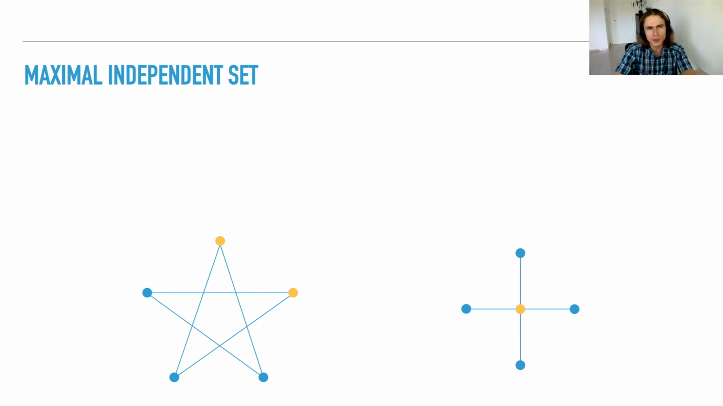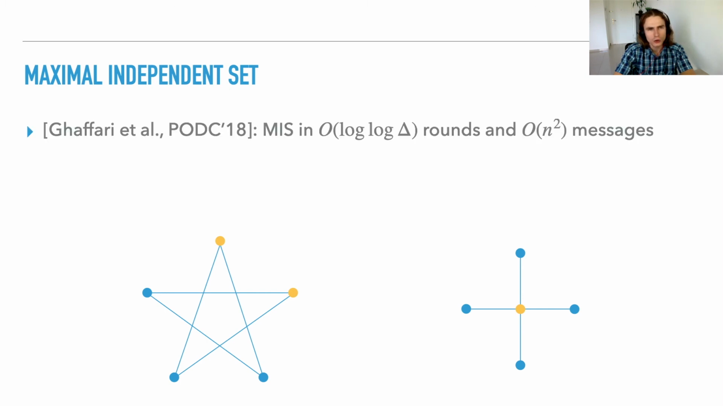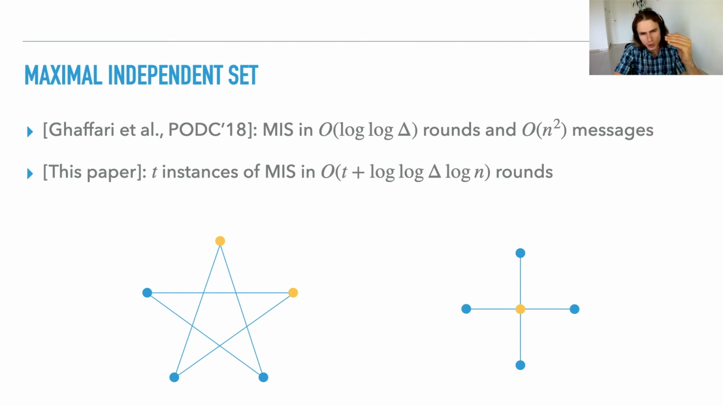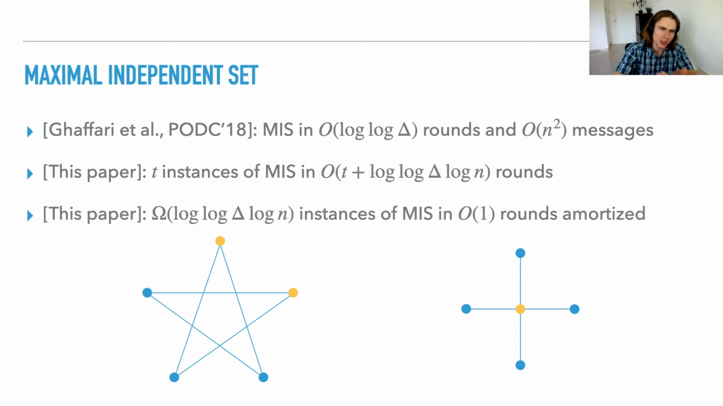Let us now talk about the applications of the scheduling problem. Do you recall the MIS problem? Ghaffari et al. showed that there is an algorithm in the congested clique model which computes MIS in order of log delta rounds with high probability. We analyze the message complexity of the algorithm and find out that it is order of n squared. Hence, using our random shuffling based algorithm, we schedule t instances of this job in order of t plus log delta log n rounds, which is basically the same as to say we can run a large enough number of MIS jobs in constant amortized runtime.